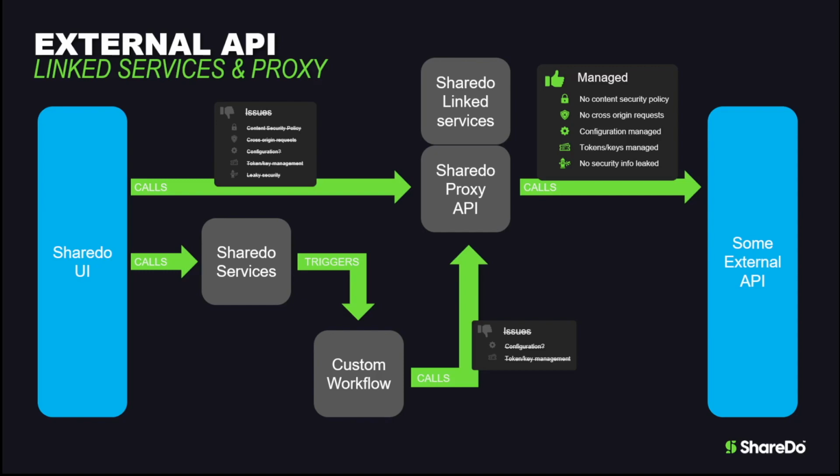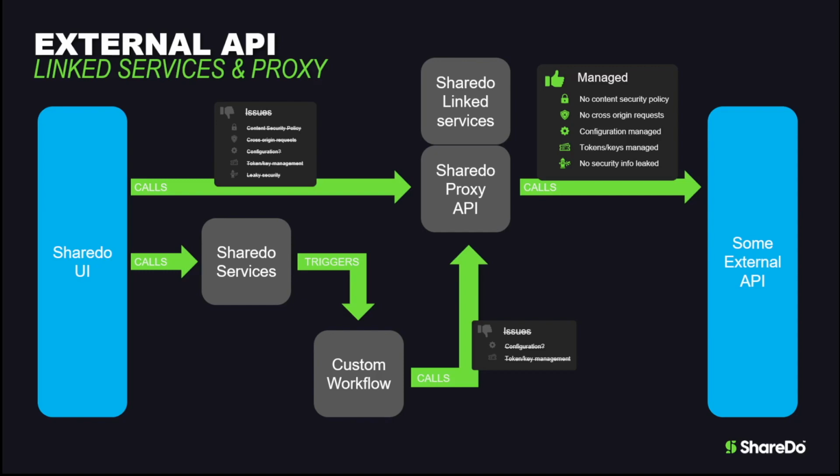So what that allows us to do is the Sherdo UI, instead of calling the service directly, it will call the Proxy API, telling it which service it wants to call, what the URL is, what the parameters are that it needs to pass across, what the verb needs to be, whether it's get, put, post, delete, or any of the other verbs. And the proxy will then do all of the Sherdo link services plumbing, which is sort out the tokens and keys, will read the configuration, and then it will call what has been configured, the actual external API URL, to get a response and then forward it back to the UI or back to the workflow.